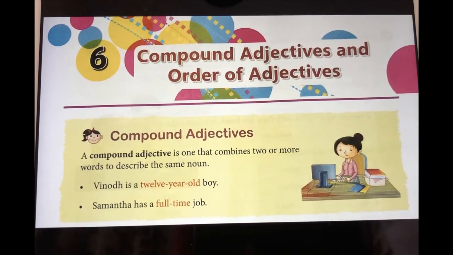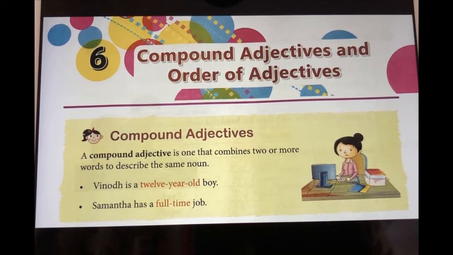Today we'll be doing chapter 6, which is compound adjectives and order of adjectives. Well, on this first page we have the definition of compound adjectives. Let's know about it. First of all, let's know what is compound. Compound means mixing of something, as in mixing of two or three or multiple words. So in that sense, you can say a compound adjective is one that combines two or more words to describe the same noun. So when we are describing the same noun using compound adjectives, they're called compound adjective sentences. Now you can see the example here in this book.